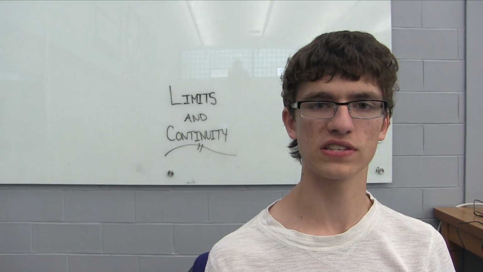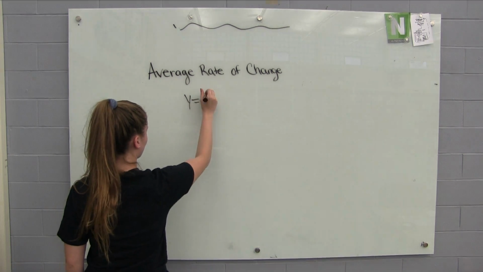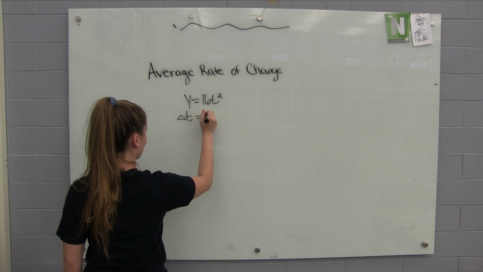So let's go to our first example problem. A snowball begins rolling down a hill after an avalanche. Using an acceleration rate of y equals 16t squared, find the average speed during the first 6 seconds of fall.